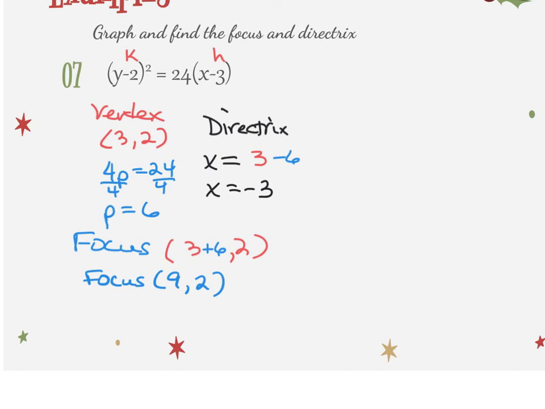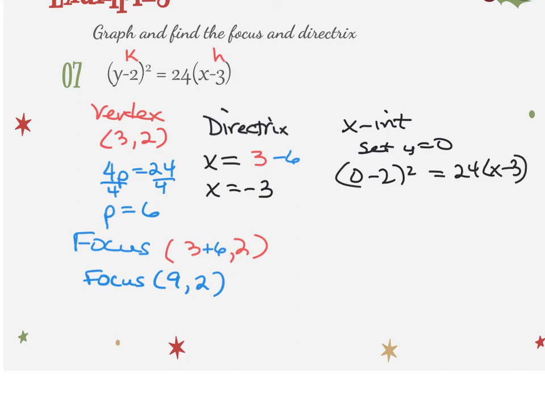This time, because it's a C, I'm going to find my x-intercept. If it's a U, you find the y-intercept. For the x-intercept, I find that by setting y equal to 0. So 0 minus 2 squared equals 24 times x minus 3. I'm going to distribute. 24 times 3 gives me 72. I'm going to square the negative 2. I'm going to move the 72.